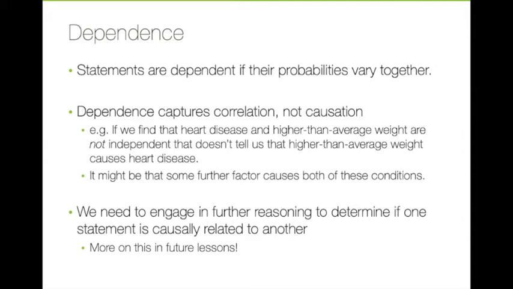So let's go back to our heart disease example. If we find that heart disease and higher than average weight are not independent, that doesn't tell us that higher than average weight causes heart disease, or vice versa. It might be that some further factor causes both of these conditions and explains the dependence relation. If we need to determine whether statements are causally related, that requires some further reasoning, and we'll look at that more in future lessons.